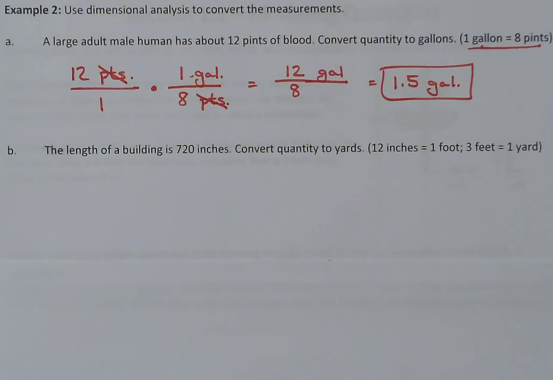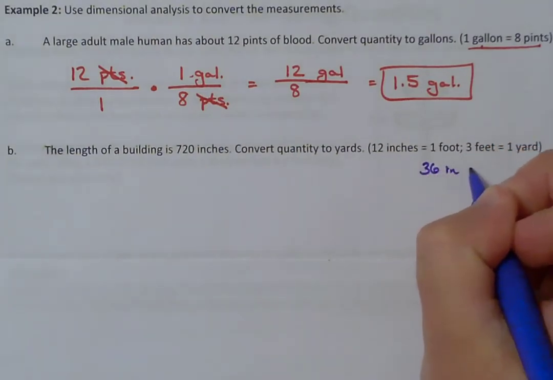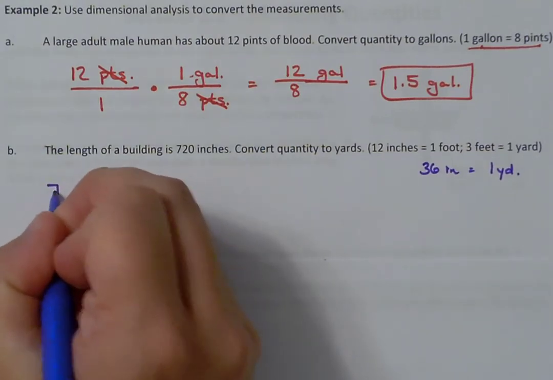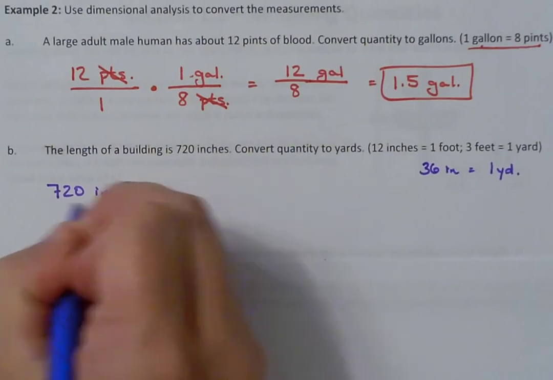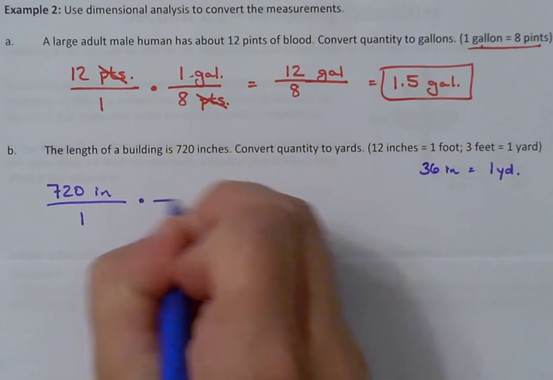Now, to simplify that and make it a little bit quicker for us, another thing we can think about is that 36 inches is in 1 yard. So 36 inches equals 1 yard. Knowing that conversion factor, that conversion rate, will help us solve this a bit quicker. So we start out with the fact the length of the building is 720 inches. Again, I'm going to put that over 1 because there's nothing else with that part. Now, I'm wanting to convert it to yards, so we're going to do times.